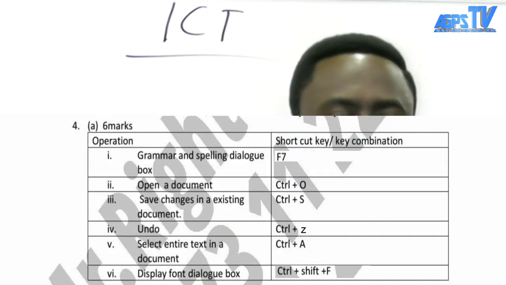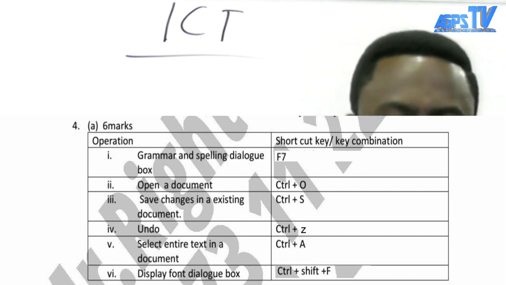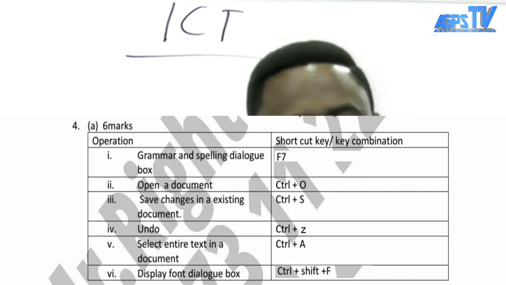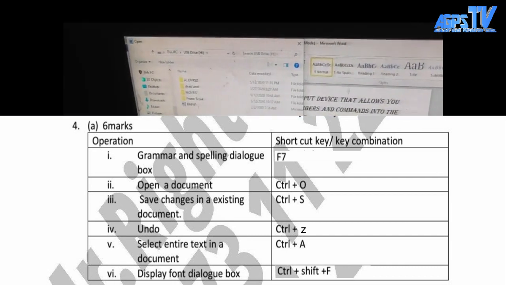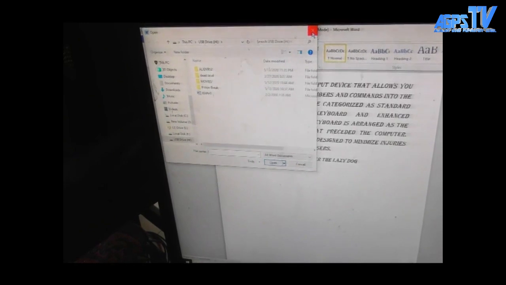Move on to the next operation. That is save changes in an existing document. And the keyboard shortcut for that is Ctrl+S. Let's see how you can carry out that operation.